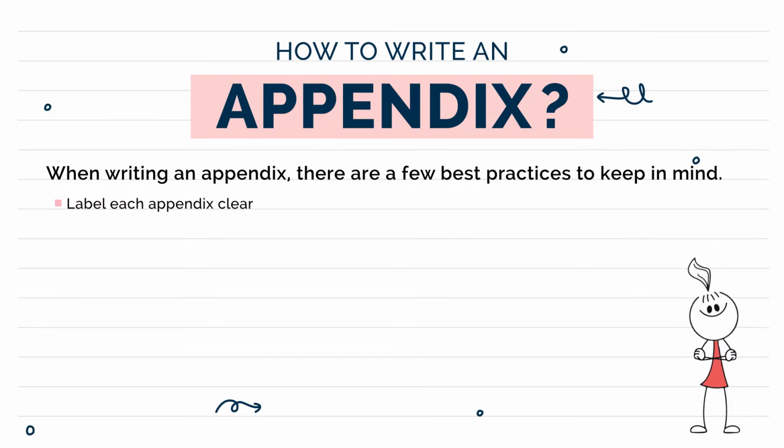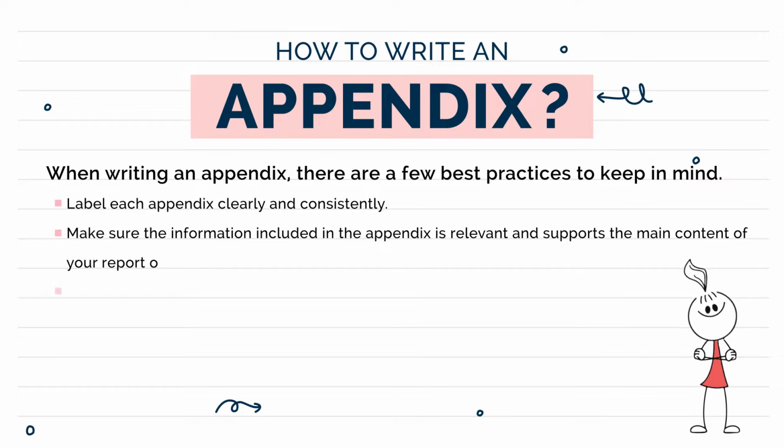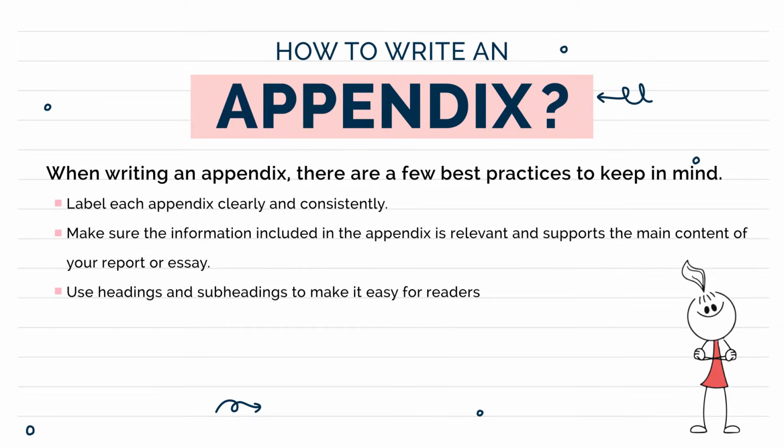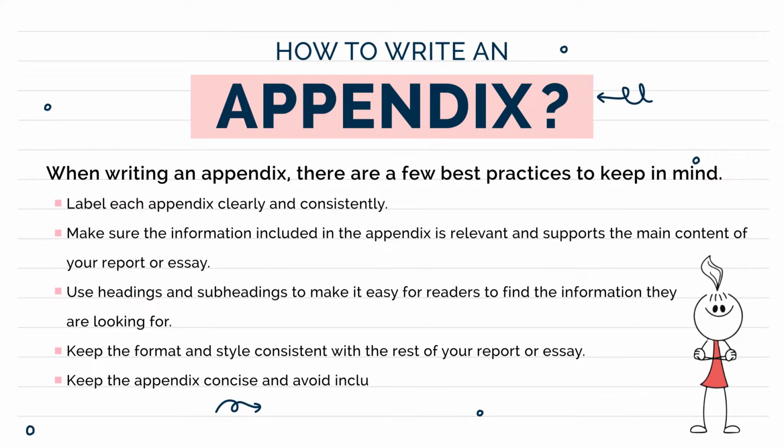Label each appendix clearly and consistently. Make sure the information included in the appendix is relevant and supports the main content of your report or essay. Use headings and subheadings to make it easy for readers to find the information they are looking for. Keep the format and style consistent with the rest of your report or essay. Keep the appendix concise and avoid including unnecessary information.